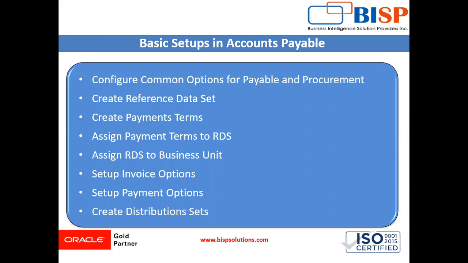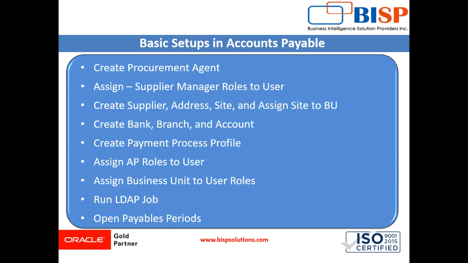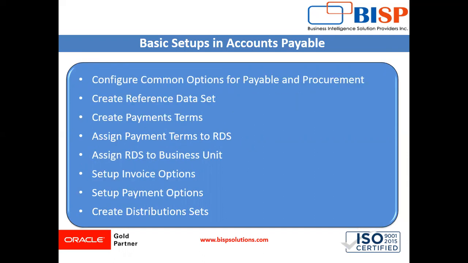Whenever we want to perform the P2P cycle, the procure to pay cycle, we have to complete the procurement related configuration as well as the payables related configuration. So we have to perform all these configurations in our application, right? Starting from the first one, configure the common options for the payables and the procurements. This step we have already done in the procurement part, so no need to configure. Same process in the payables. We have already done this process, right?